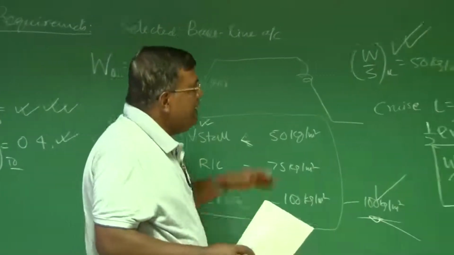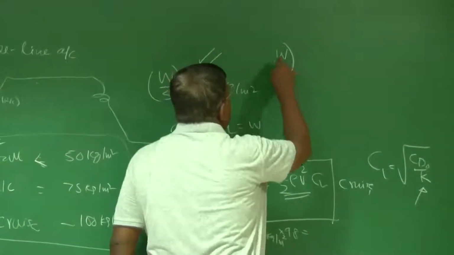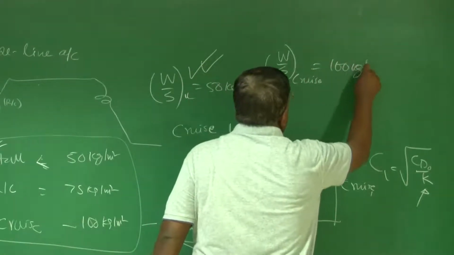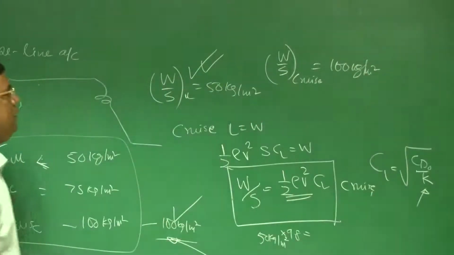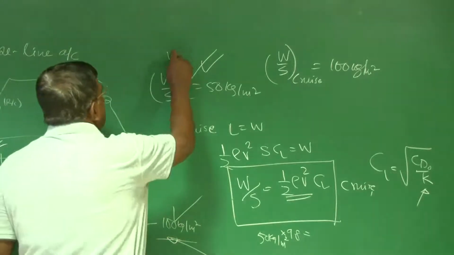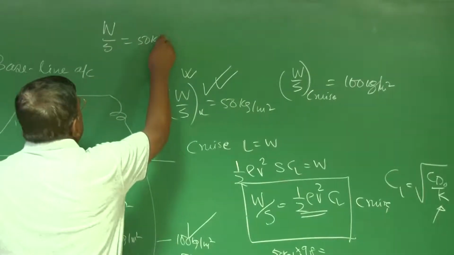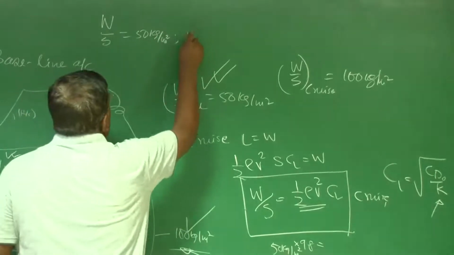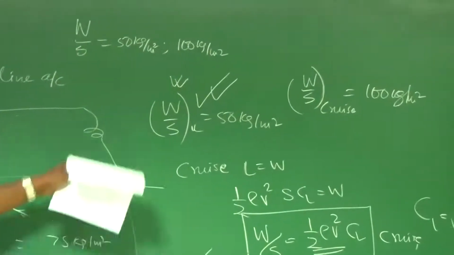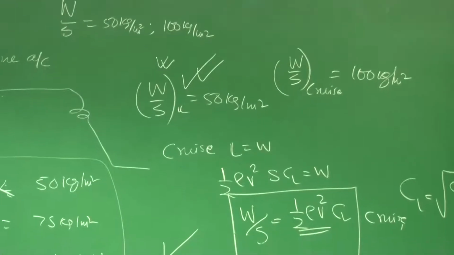But instead, if you do the reverse thing, you take W by S, the cruise value, because you say my main mission is cruise, so I will take this W by S cruise 100 kg per meter square. Then what is its implication on this condition? It means instead of W by S, which was 50 kg per meter square, now it is becoming 100 kg per meter square. But please understand, W by S in a consistent unit should be Newton per meter square. You have to multiply by g. So instead of 50, we have taken 100.